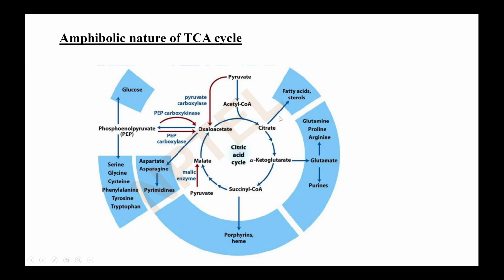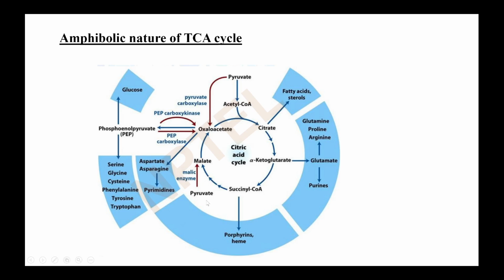Now, here you can see citrate can be a precursor of fatty acids and sterols. Alpha ketoglutarate is a precursor of glutamate, which in turn is involved in the synthesis of other amino acids like glutamine, proline, and arginine. Also, glutamate is involved in the synthesis of purines. Succinyl coenzyme A similarly is the precursor of porphyrins or heme.